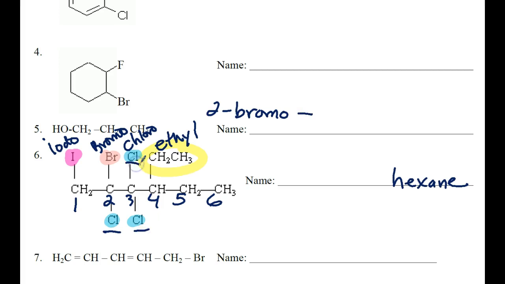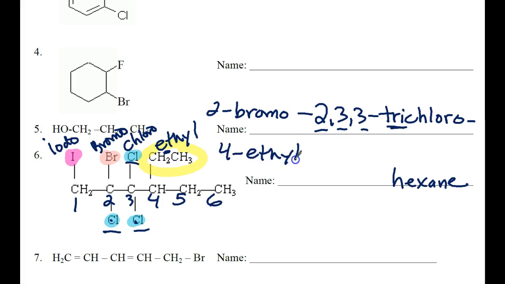1, 2, 3 chloros. So it's 2, 3, 3. Tri. Remember we have to put that prefix for counting 3 because you have 3 numbers in there. So 2-bromo-2,3,3-trichloro, probably another dash. We haven't got them all off yet. We need A, B, C, D, E, ethyl. Ethyl's on 4. 4-ethyl-1-iodohexane. So 2-bromo-2,3,3-trichloro-4-ethyl-1-iodohexane. Hey, that's a mouthful.